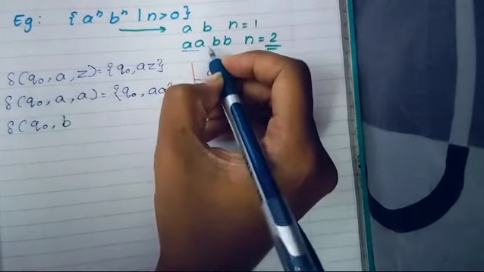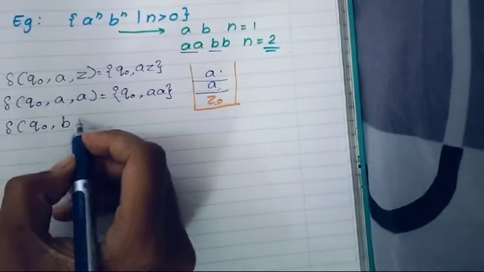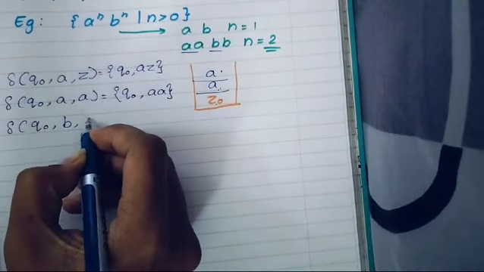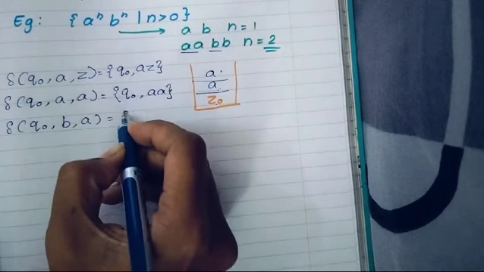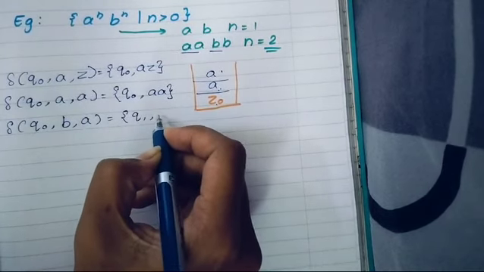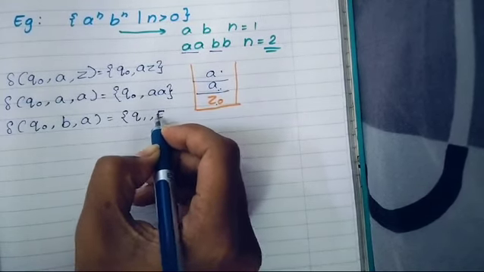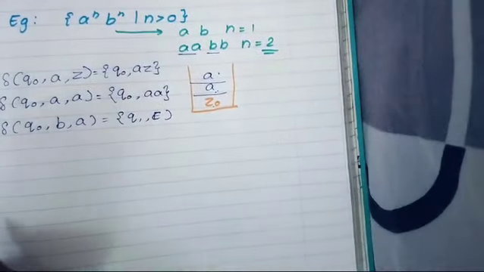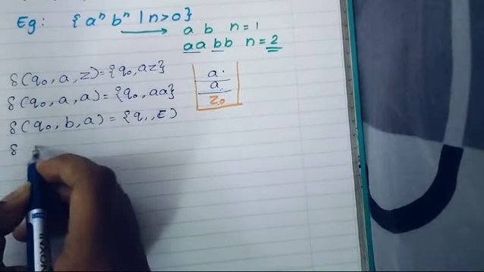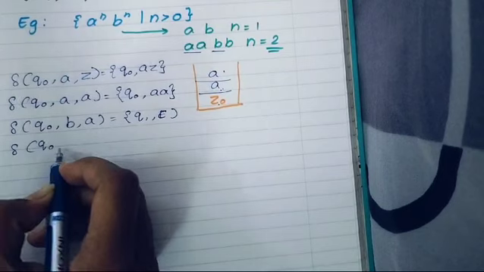Third step, we write Q0, and now we write the input symbol as B, which we consider as pop, and on top of the stack we have A. So the state changes from Q0 to Q1, and epsilon symbolizes that we are doing a pop operation.